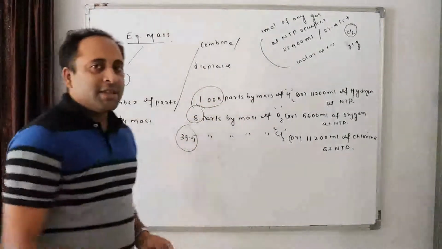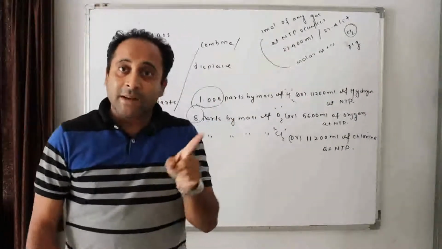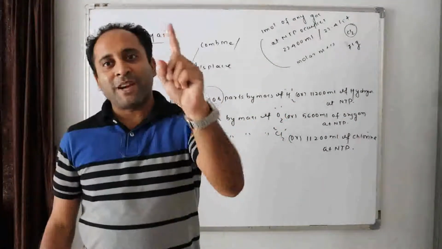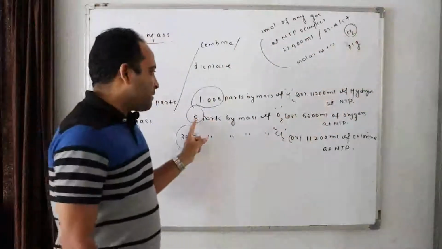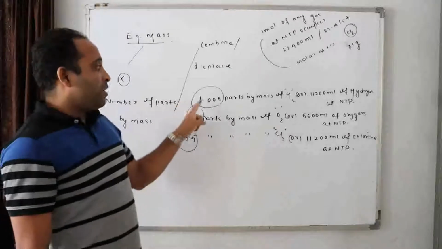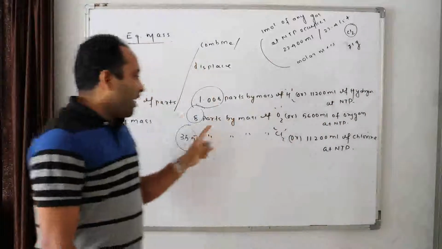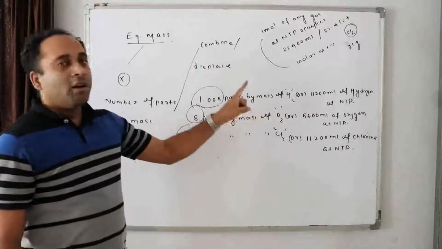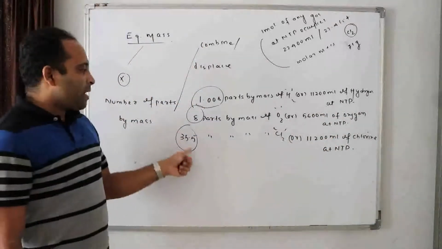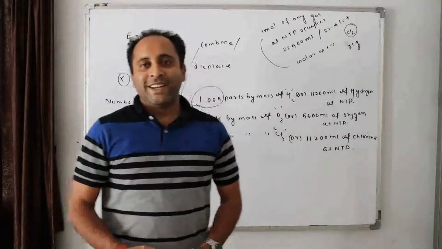Equivalent mass of a substance is defined as the number of parts by mass of it which can combine or displace what? 1.008 parts by mass of hydrogen, or 8 parts by mass of oxygen, or 35.5 parts by mass of chlorine. Or I can say 1.008 parts by mass of hydrogen, or 11200 ml of hydrogen at NTP. Or I can say 8 parts by mass of oxygen, or 5600 ml of oxygen at NTP. 35.5 parts by mass of chlorine, or 11200 ml of chlorine at NTP.